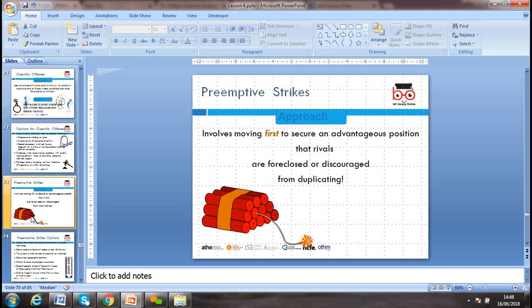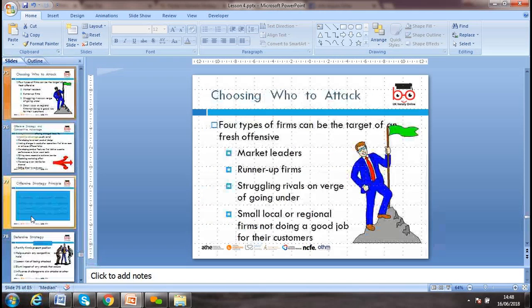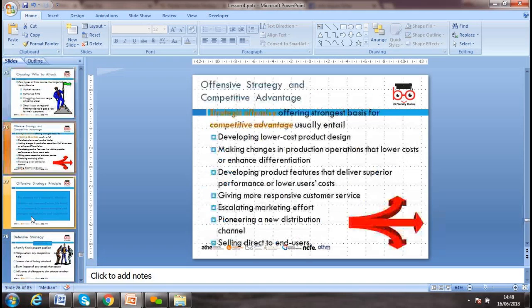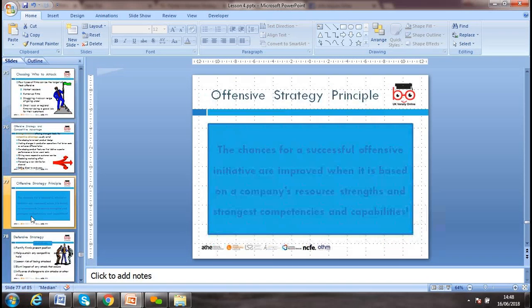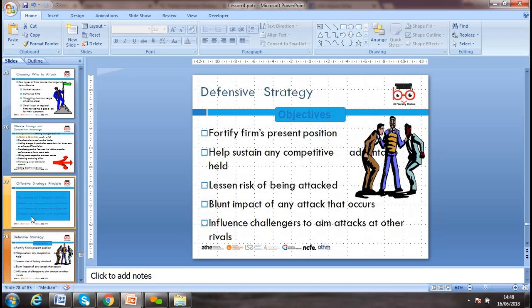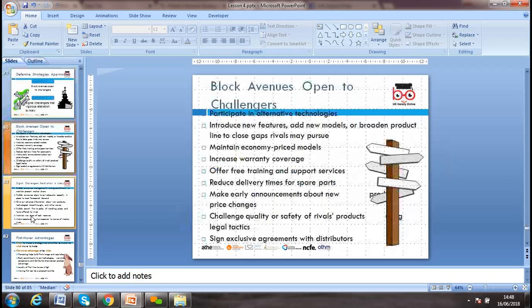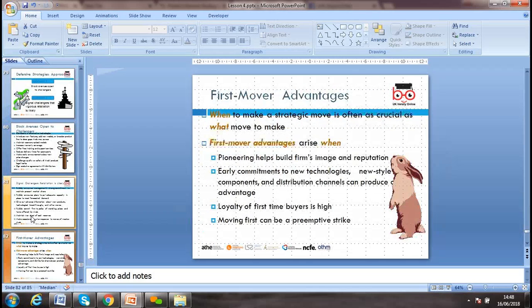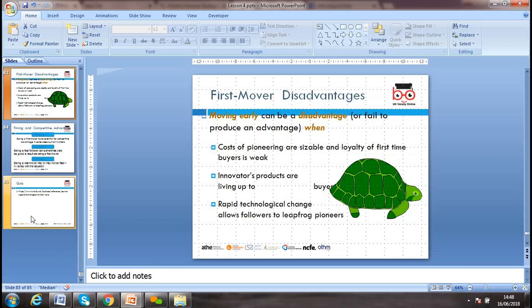Early entering in the market can be an advantage as well. For example, early launching of a smartphone gives a competitive advantage compared to the later launch. Please, you can pick as well, choosing who to attack. So offensive strategy, defensive strategy. Please go through these, block avenues, open challenges.